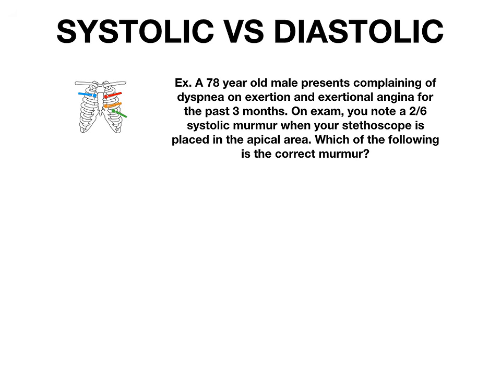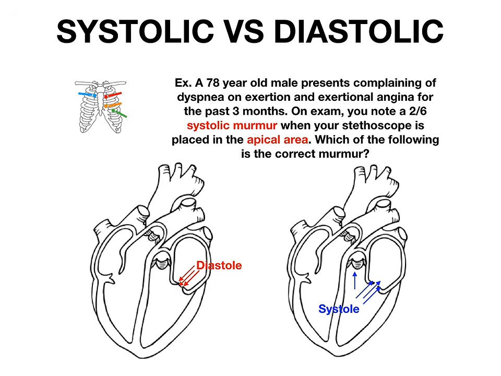This is much simpler than it needs to be. People get really overwhelmed when they get murmur questions, but let's simplify this. Basically, you need to look for a few things. One, is the murmur systolic or diastolic, and where is it occurring? If you know those two pieces of information, you can solve the murmur without any other clues. You don't even have to listen to the audio file to see what the murmur sounds like. In this question, they told us that it's a systolic murmur and it's in the apical area.